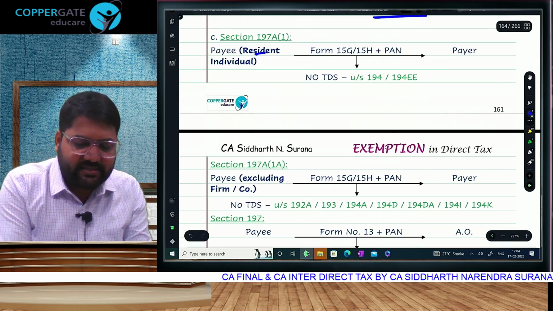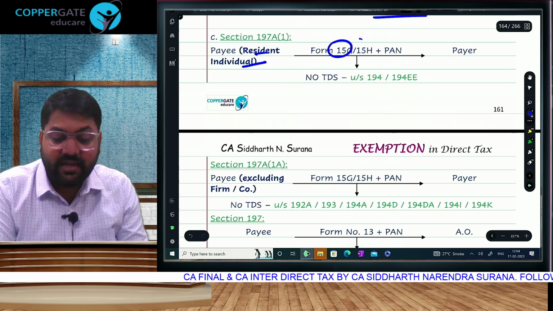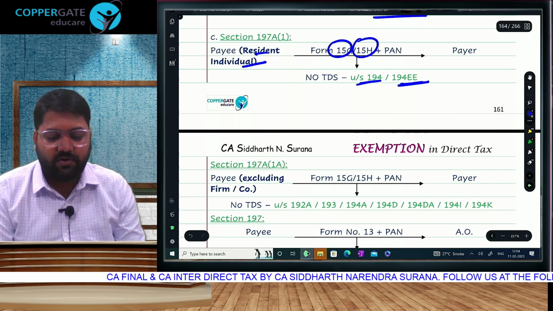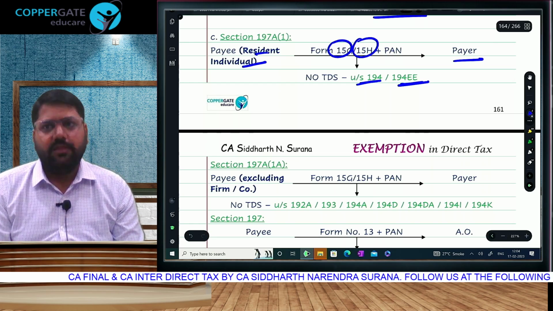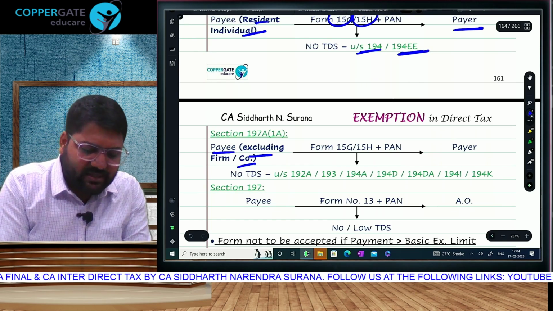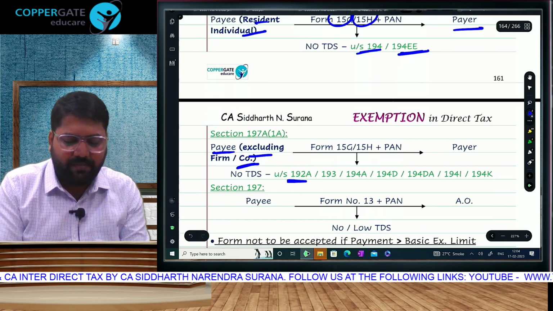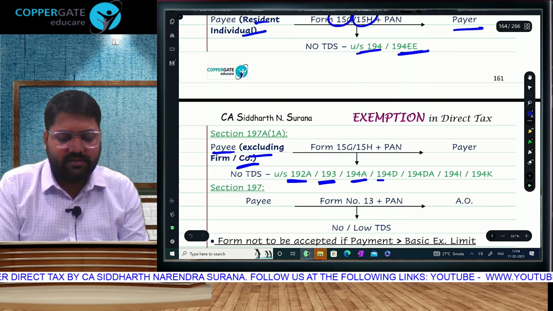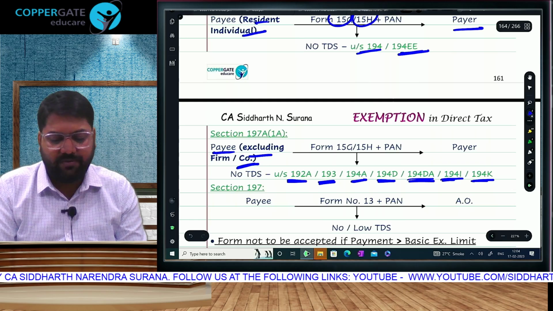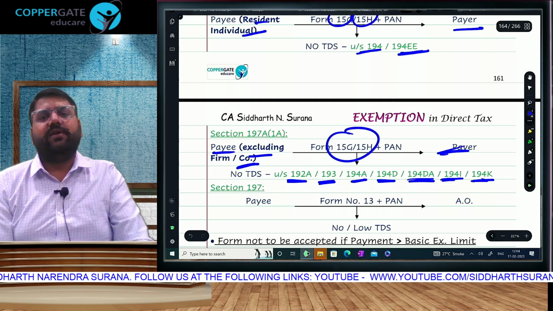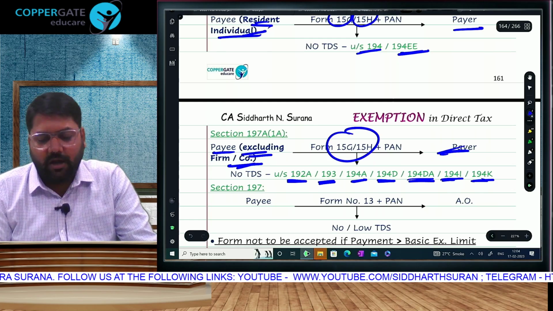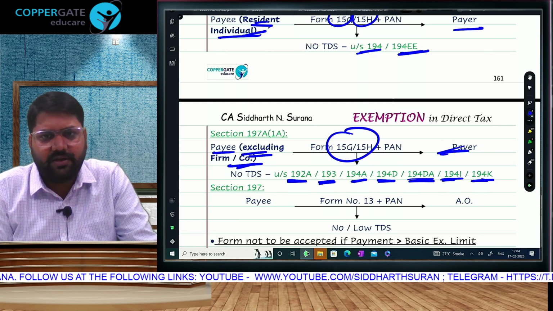If the payee is a resident individual, you can furnish Form 15G, or a senior citizen payee will furnish Form 15H. For dividend and NSS withdrawal, there will be no TDS. Just furnish the form that I don't fall in the tax bracket, no TDS. This is if the payee is any person other than a firm or company. So for all these payments, RPF, interest on securities, other interest, insurance commission, payment by insurance companies, rent, mutual fund profit, the same form you can submit if you don't fall in the tax bracket. But this is only for resident individuals, everyone other than firm and company. Submit this form and you will be granted immunity from TDS.